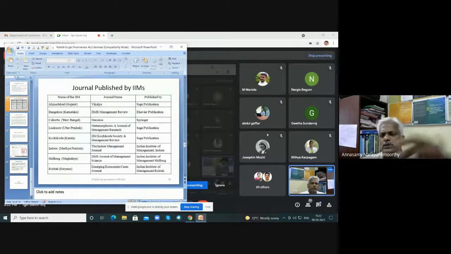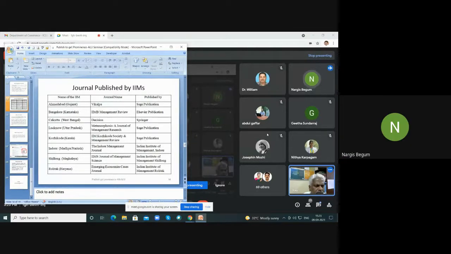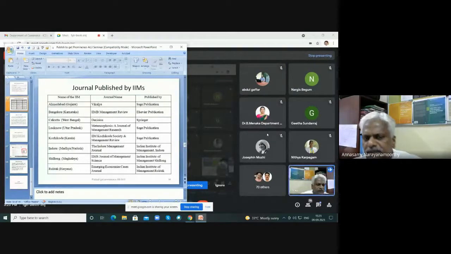So this is the problem that many people are saying: in management we don't have great journals. Anyone wants to counter this? Many are saying, and it is coming to my knowledge, that in management we don't have great journals. Anyone wants to counter my point? No, sir, a lot of journals are there, sir. See, in India alone, this many journals are there.